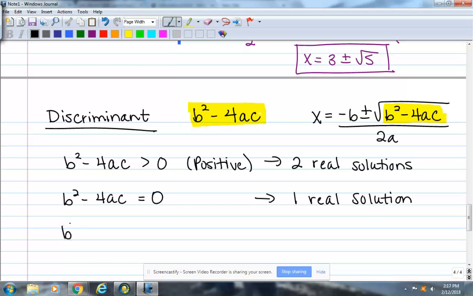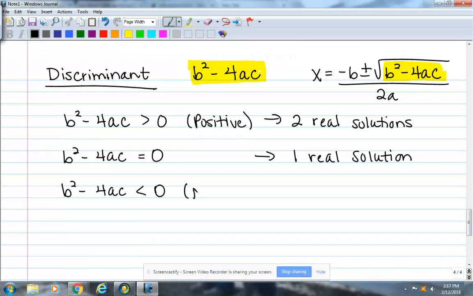And then if we get b squared minus 4ac is less than 0, what kind of numbers are less than 0? Negative numbers. If we get a negative number for our discriminant, that means we're going to have no real solutions, which means we will have 2 imaginary solutions.